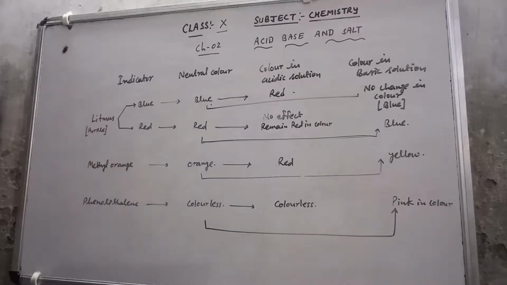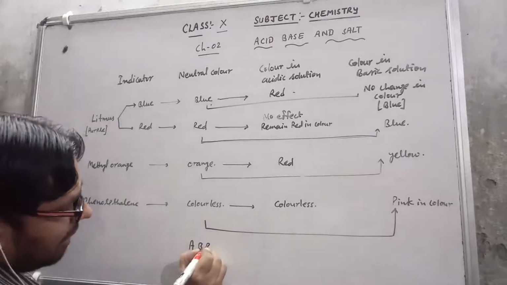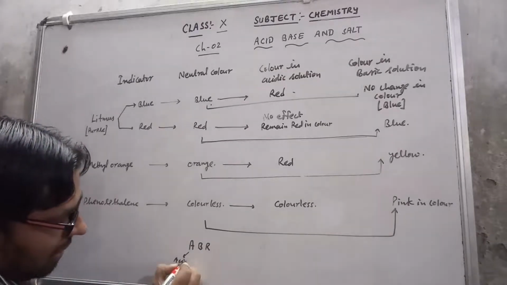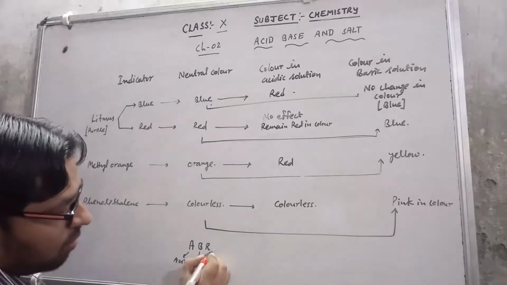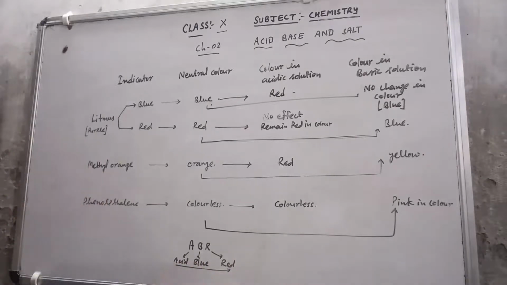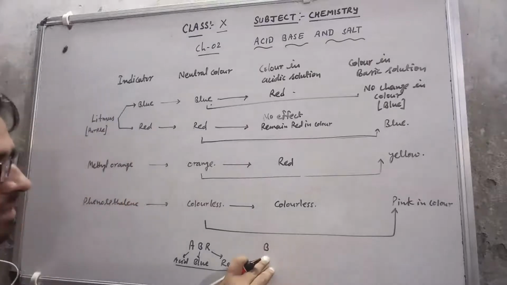One short thing I will discuss with you here, that is ABR. Keep in your mind ABR. A means acid, B means blue, R means red. That means acid turns blue litmus into red in color. The second point is B, that is base.